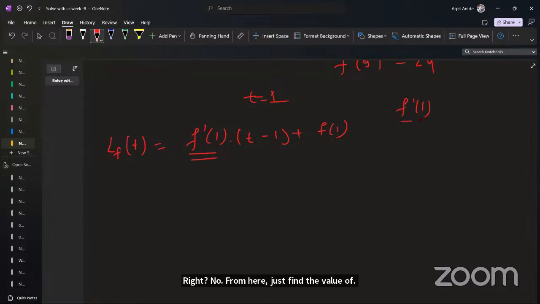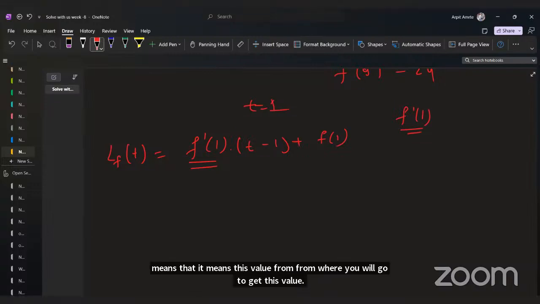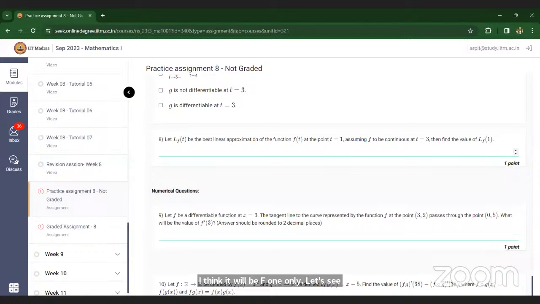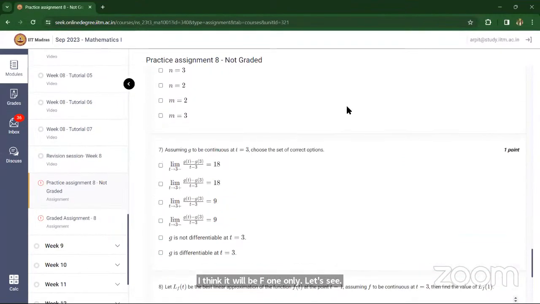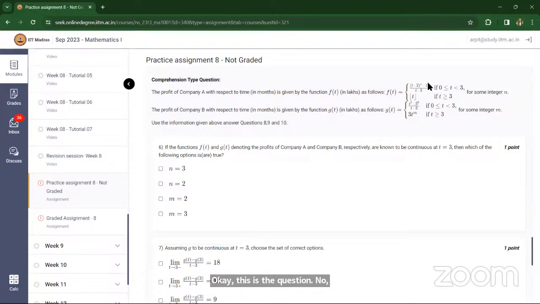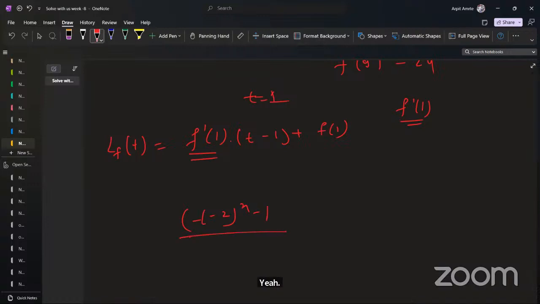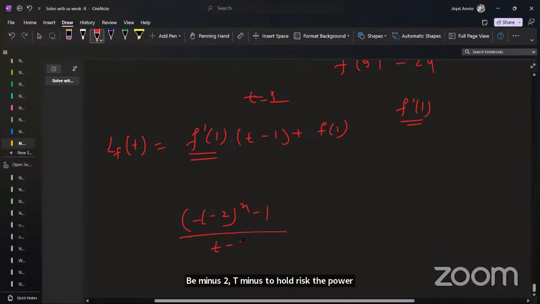From where will you get this value? I think it will be f(1) only. Let's see. Okay, this is the question. Now here, t equals 1, which means you have to differentiate the above portion only, because 1 lies between 0 and 3. So first differentiate the above portion. What will it be? (t minus 2) raised to the power n, minus 1, divided by (t minus 3).